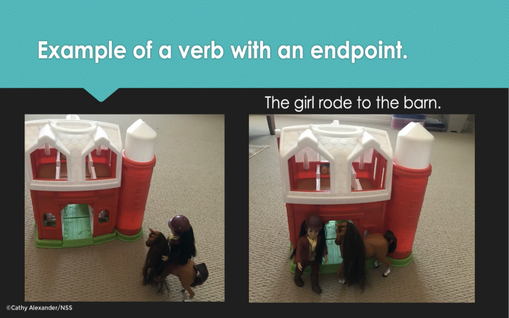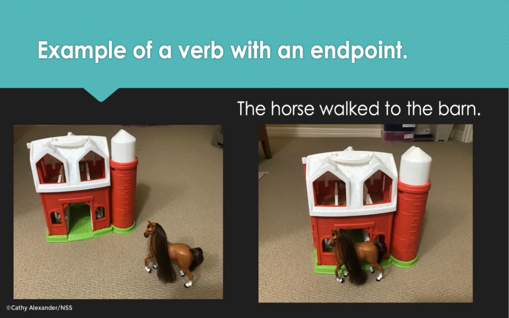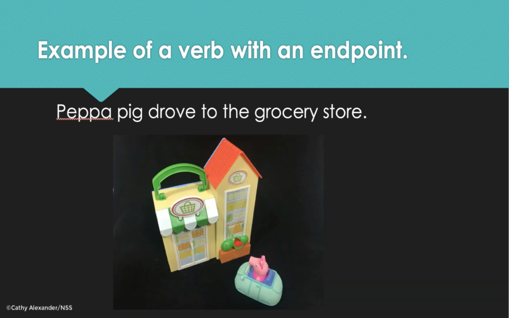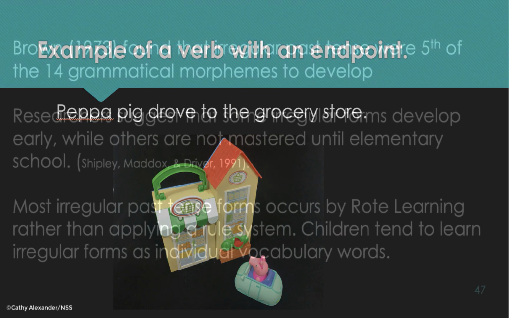So, I have here some examples. This is an example of a verb with an endpoint. The girl rode to the barn. The horse walked to the barn. The girl kicked the ball into the goal. Again, I am stressing the endpoint, a destination. A completed action. Peppa Pig drove to the grocery store.